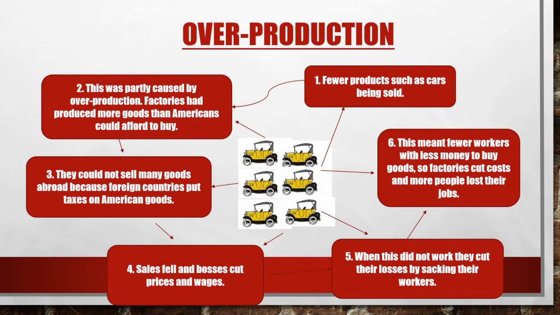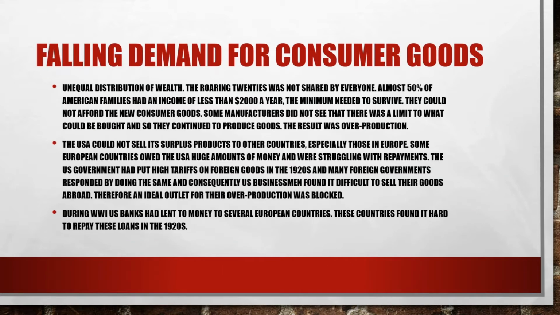And like I said, it does get to a point where everybody's got a Hoover, everybody's got a fridge, everybody's got a cooker. We can't afford to buy new ones. So, there was a fall in demand for those luxury consumer goods that we talked about as well. There was a massive unequal distribution of wealth. The Roaring 20s, as we looked at last revision video, was not shared by everyone. 50% of American families actually had an income of less than $2,000 a year, which was the minimum they really needed to survive. And they couldn't afford to buy these consumer goods.